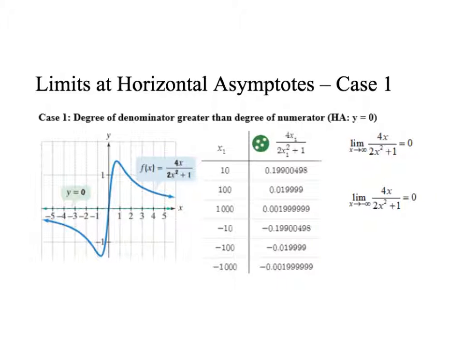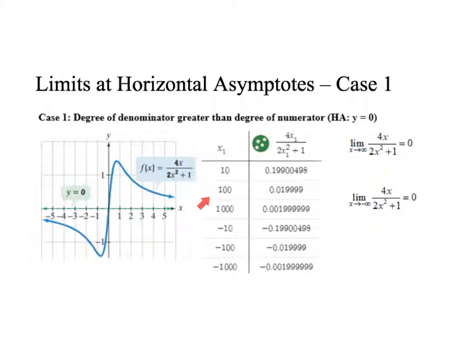Now, if you're doing this in a table, you're going to have to put in values that get very large in your table. And the good thing about using a table is it doesn't matter what the window is on your graphing calculator. You can put any values in you want. So it's actually a little easier than trying to do it from a graph.